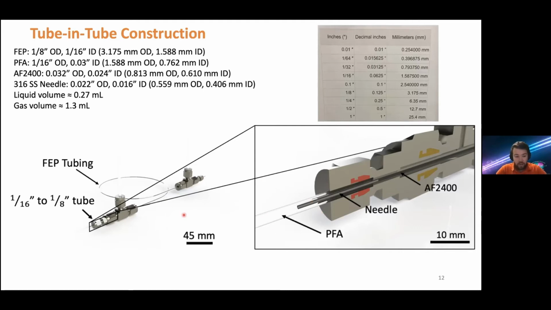So this really works by the process shown here. We have the needle, which is inserted into the AF2400. This AF2400 with the needle inside it is then placed inside the PFA, and it's all clamped together using the ferrules from a swage lock connection. As you tighten the nut on the swage lock, the ferrules compress and they pinch down at this point here, encompassing all of the things I've just described, and that seals this against any liquid or gas leaks.